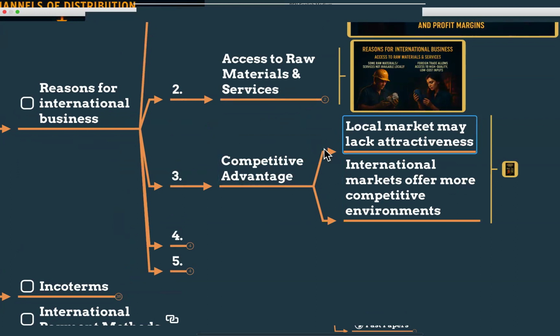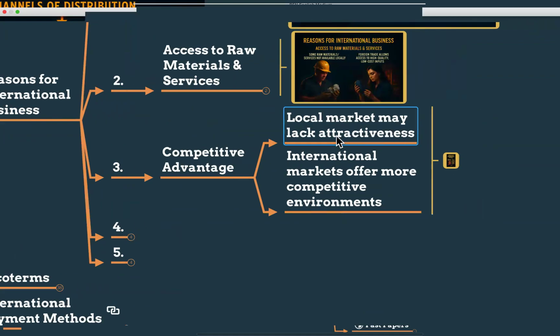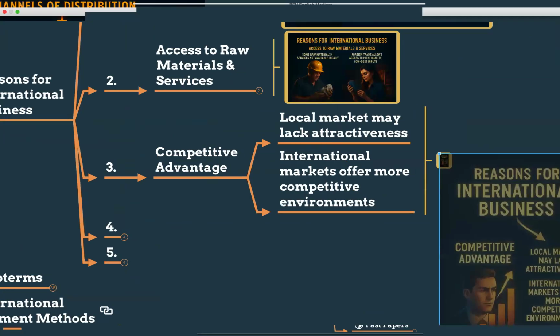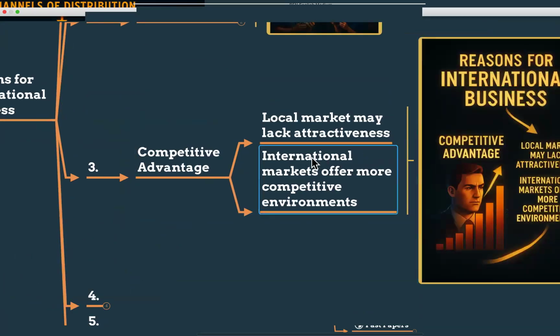And the other one is competitive advantage, right? Competitive advantage means the local market may lack attractiveness, while international markets offer more competitive environments. It means, my dear, some countries are naturally better at producing certain things. As I mentioned earlier, Sri Lanka has the competitive advantage for tea. Why? Because we have the perfect climate in our hill country. That is our competitive advantage. Naturally, we have that competitive advantage.